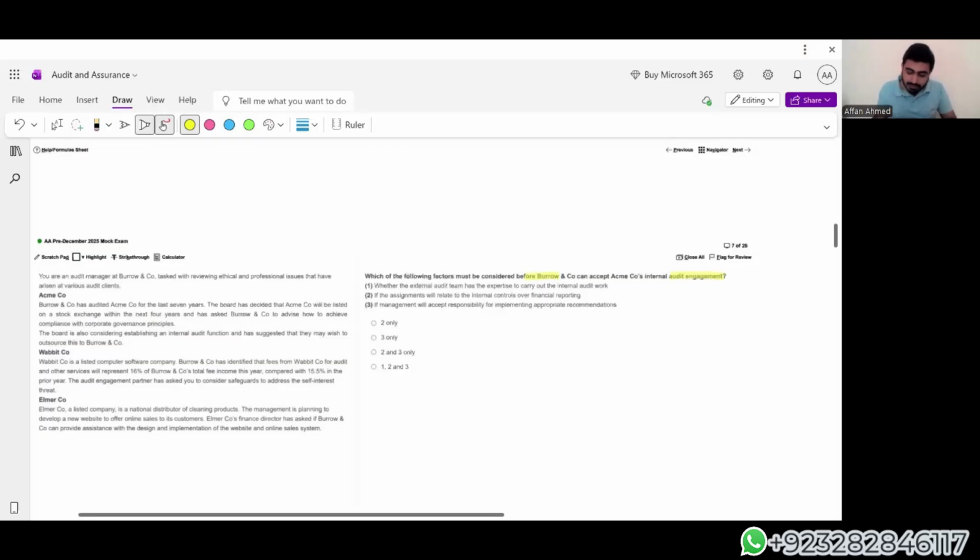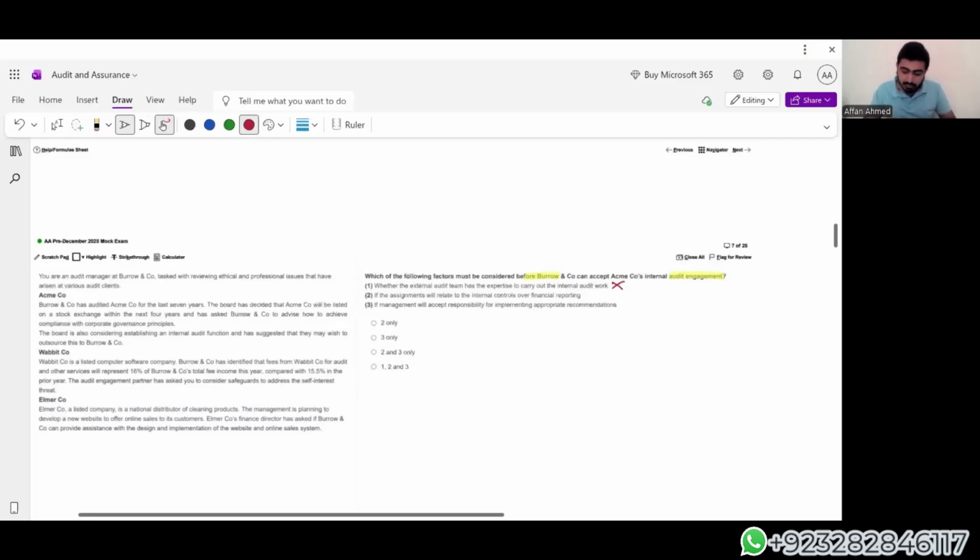Now, whether the external audit team has the expertise to carry out internal audit work. So tell me one thing: if we are taking the responsibility of internal audit department, should the external audit team take it? I don't think so. External audit team should have no link with it, because if they are linked with it, they will have a self-review threat here, because we are testing controls. If you're testing control and we are the one designing it, it will result in a self-interest threat or self-review threat. So it won't be the correct option.